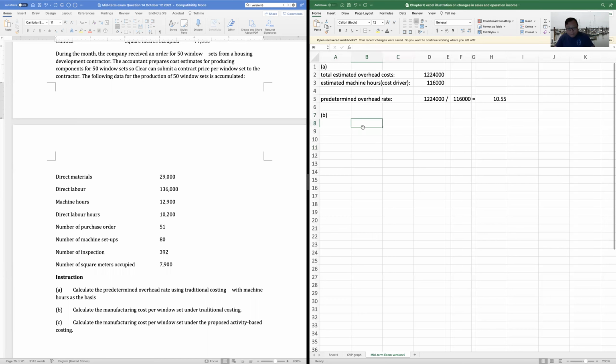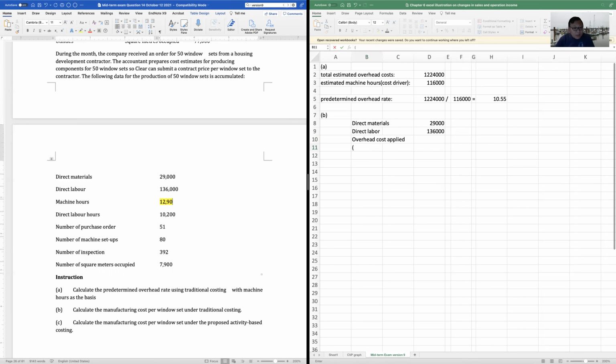Manufacturing cost has 3 components: direct materials. This number is given, 29,000, and direct labor, right? This information is given, 136,000. And then overhead cost applied, right? You need to apply some overhead cost. For how much? Well, we know the machine hour. So the machine hour here is 12,900.